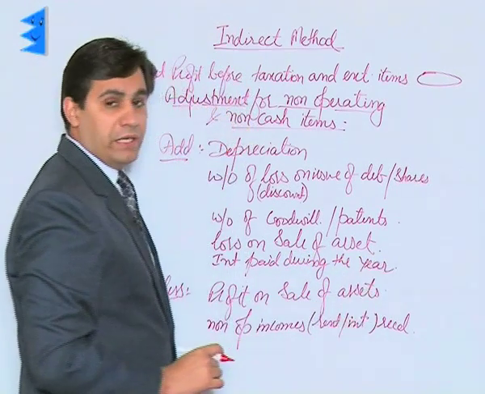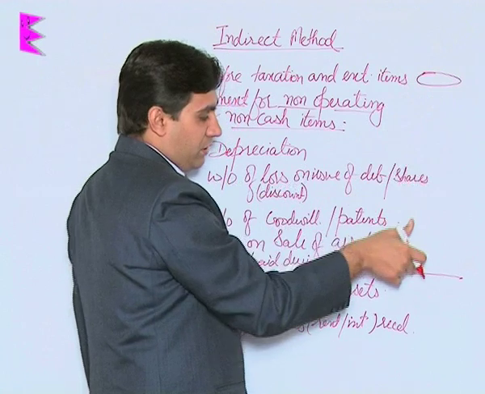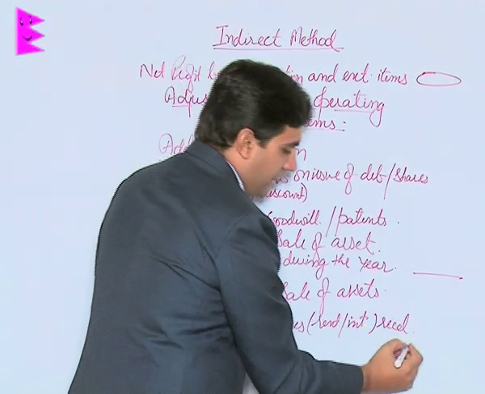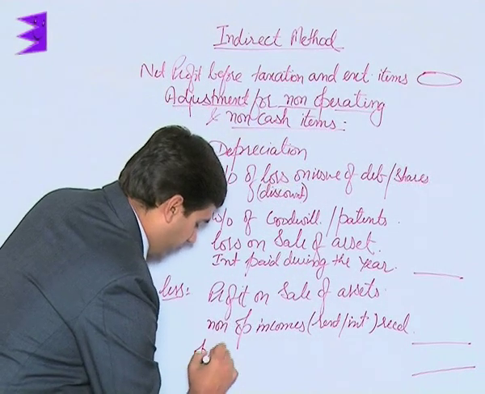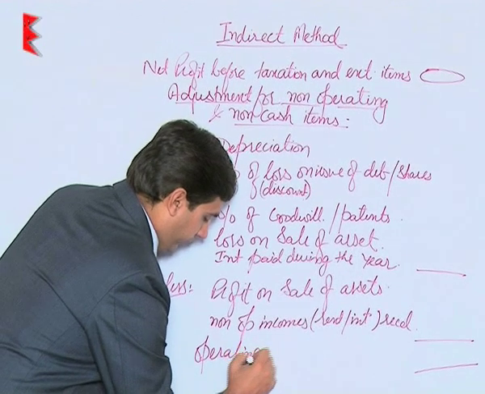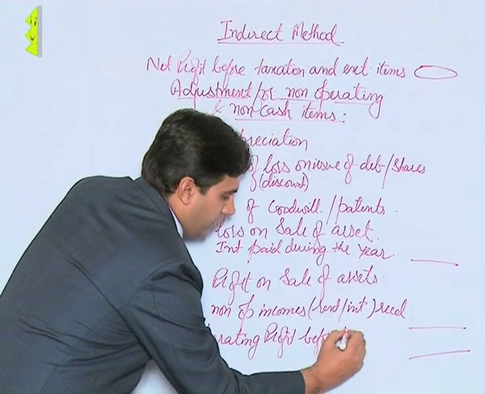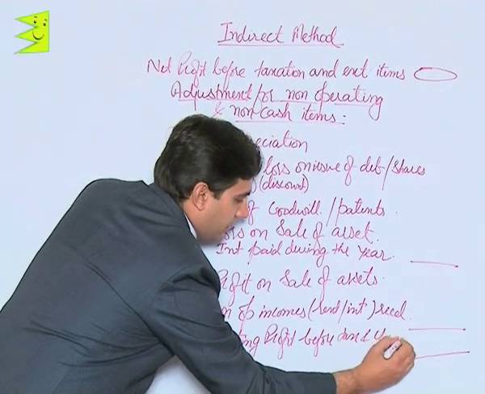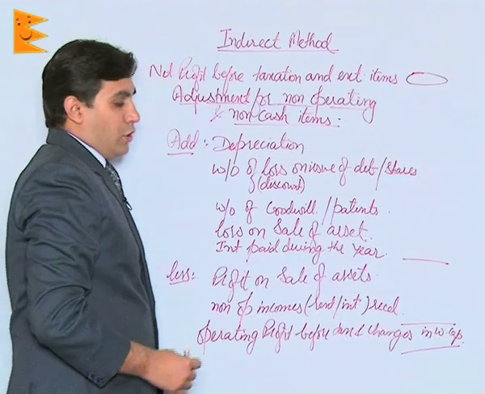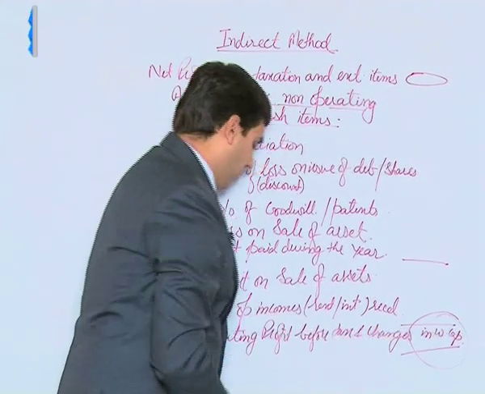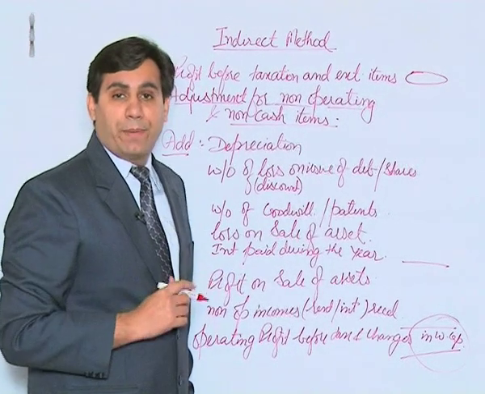Any amount of interest that we have paid during the year would be added back. So let us total it out to this amount. All these items would be added, this would be deducted, and the final figure would be operating profit before tax and changes in working capital. So the final figure that we'll get is net profit before tax or operating profit before tax and changes in working capital.